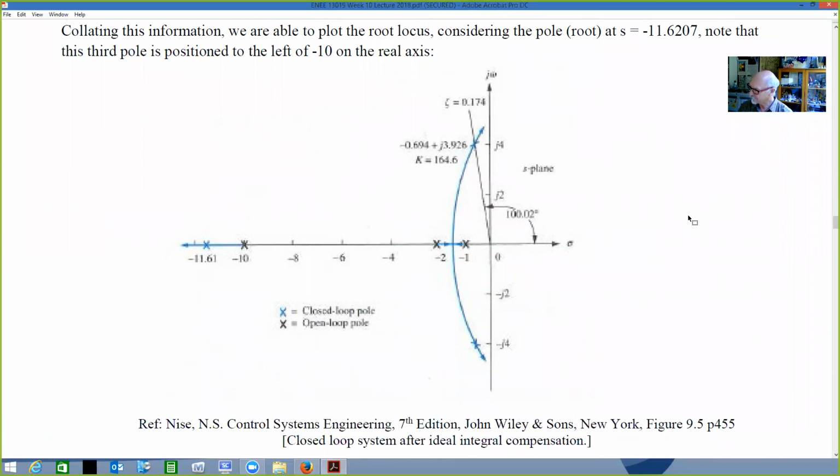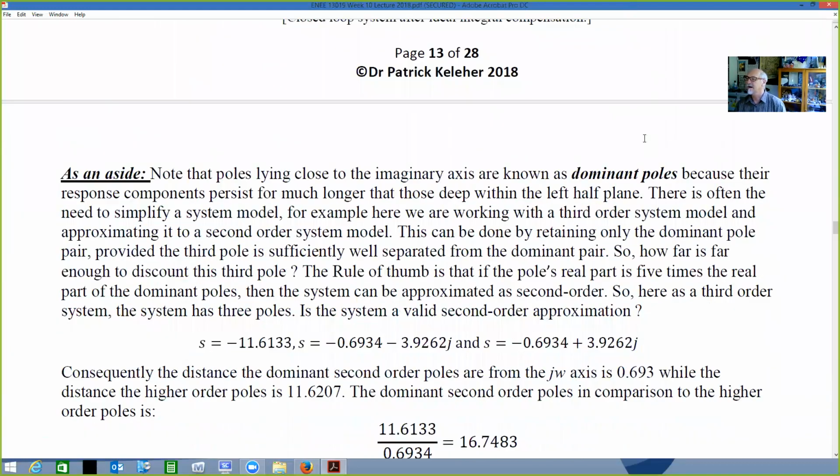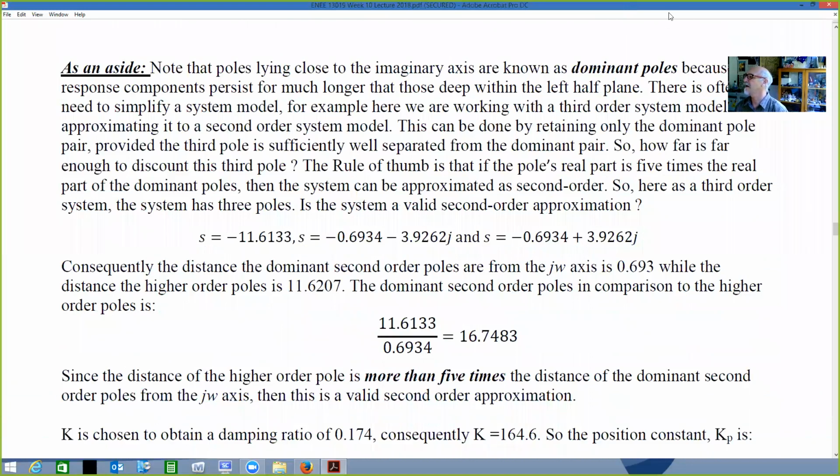So now we're starting to, as you can see, we've got our poles plotted out. We've got some sense of our root locus. We know where the crossover point is, which is occurring between the root locus and the damping ratio line. And of course, we know what the gain is at that particular value. We've just been working through those things. Now, as an aside, note that the poles lying close to the imaginary axis are known as dominant poles because their response components persist for much longer than those deep within the left half plane.